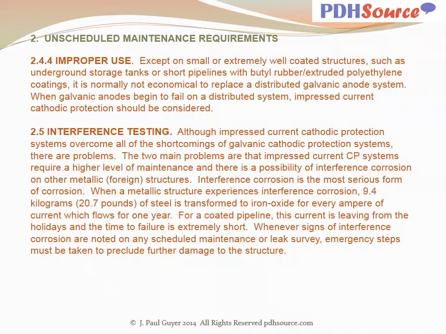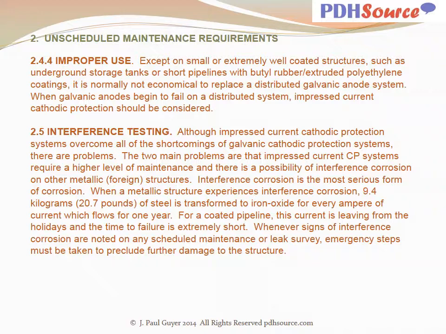Except on small or extremely well-coated structures such as underground storage tanks or short pipelines with butyl rubber or extruded polyethylene coatings, it is normally not economical to replace a distributed galvanic anode system. When galvanic anodes begin to fail on a distributed system, impressed current cathodic protection should be considered.